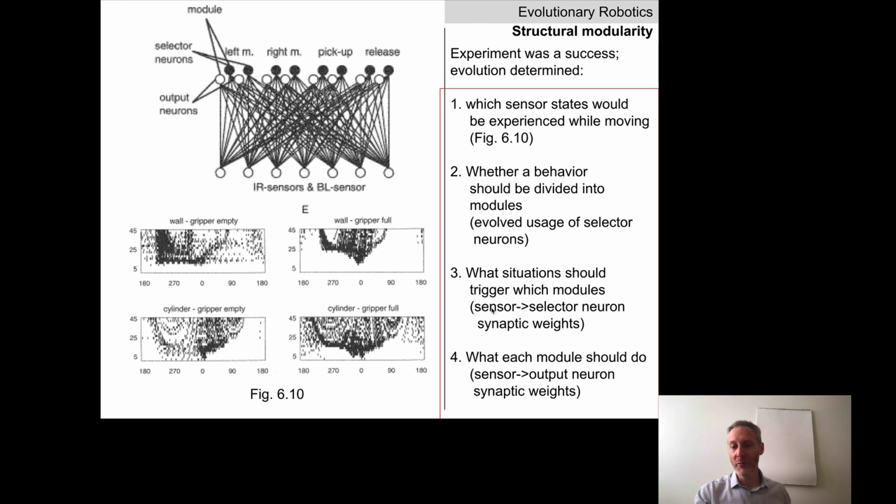Evolution, by evolving the sensor to selector neuron synaptic weights, shaped what situations would trigger switching between different neural modules. And by evolving the synaptic weights that flow from the sensor to the output neurons, evolution was also simultaneously determining what the robot should do under those conditions.